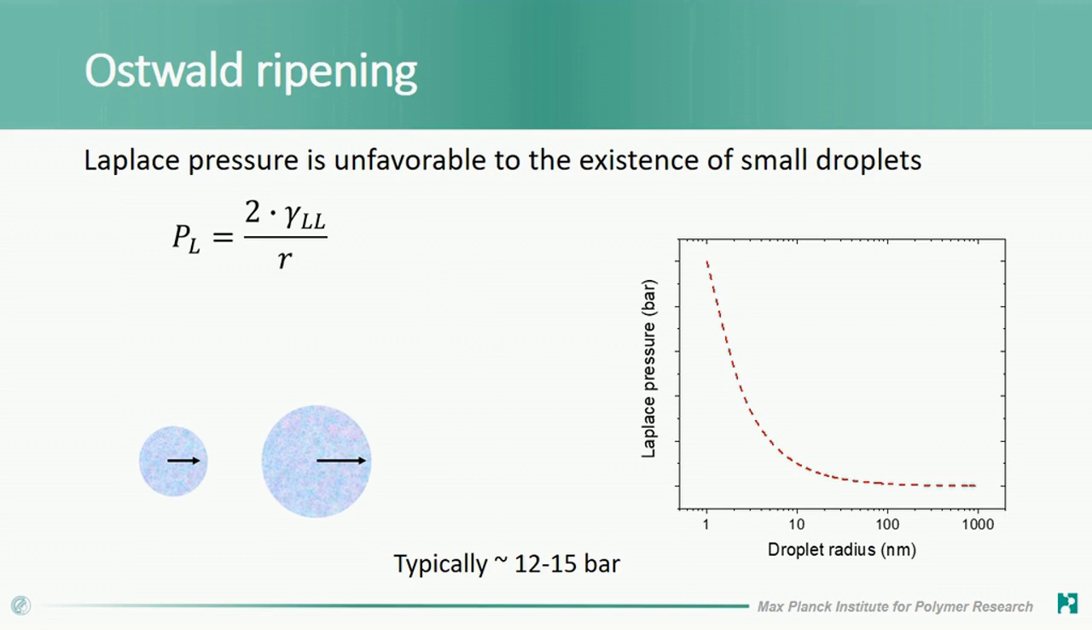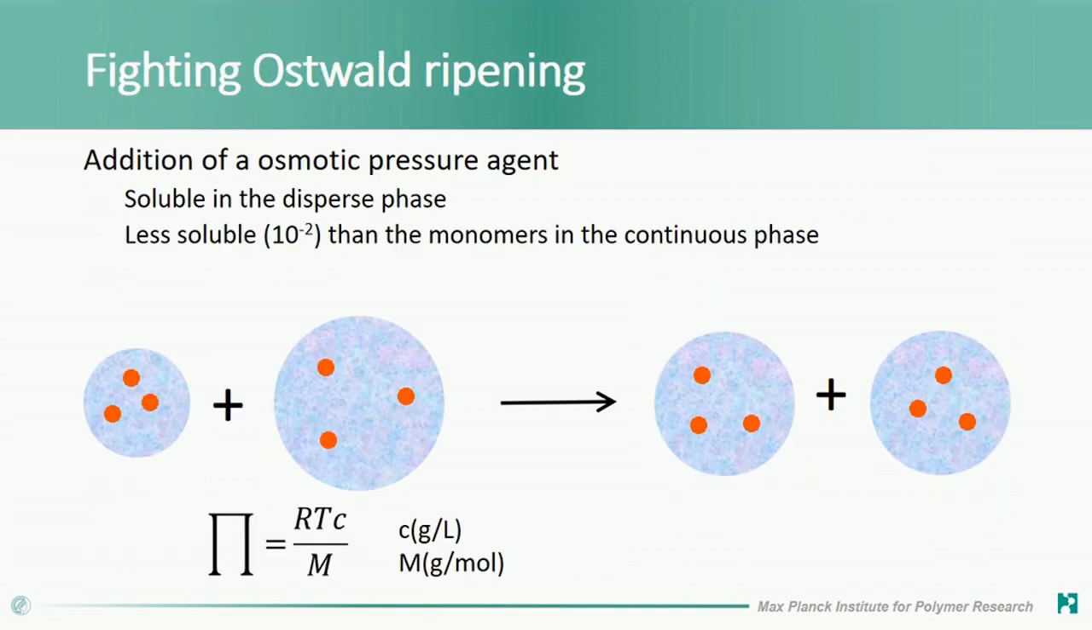If we have droplets of, let's say, styrene in water, the typical Laplace pressure that we experience with droplets of around 100 nanometers in size is something around 12 to 15 bars, which is quite a high pressure that could drive a lot of chemical phenomena, and it will increase the solubility of the styrene in the continuous phase, and then there will be migration and formation of only big coalesced droplets.